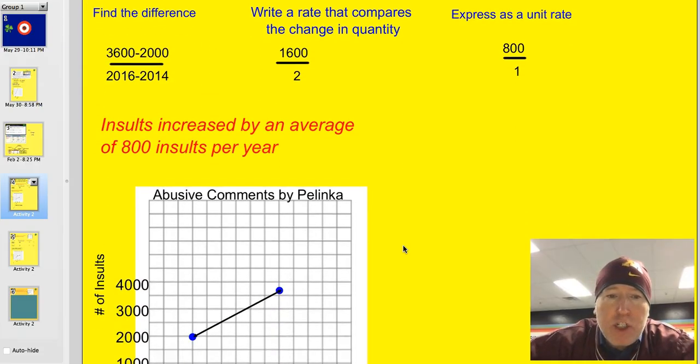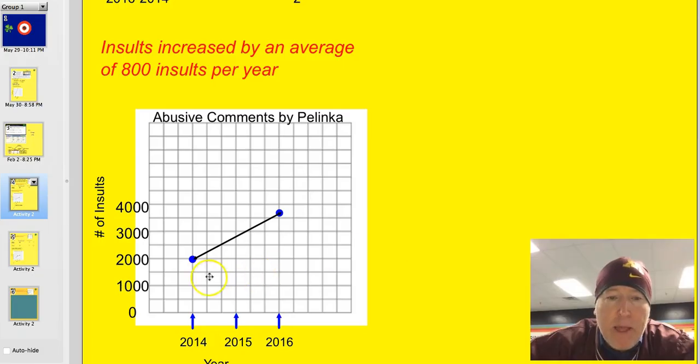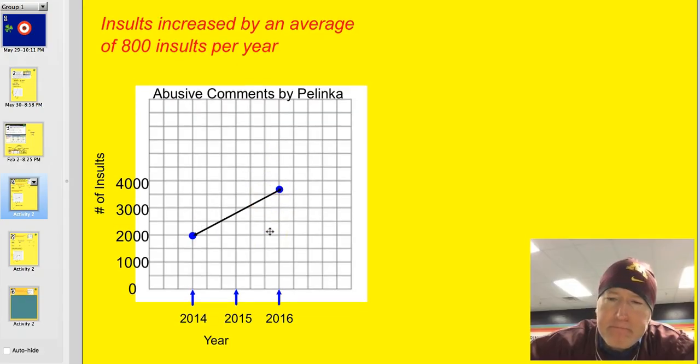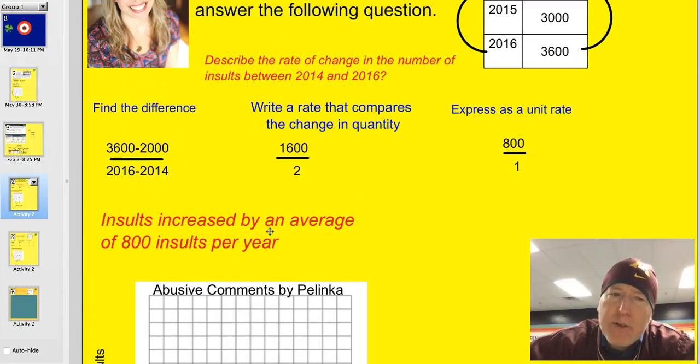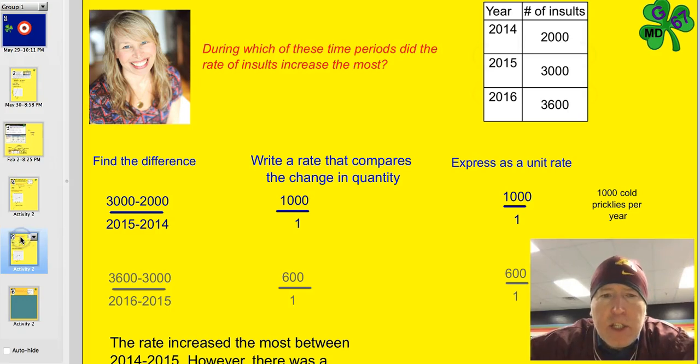So here I made a little chart of the abusive comments by Palinka, and you can see the steady increase here from 2014 to 2016. Are you with me? I think you can handle this. All right, let's take a look at another one.